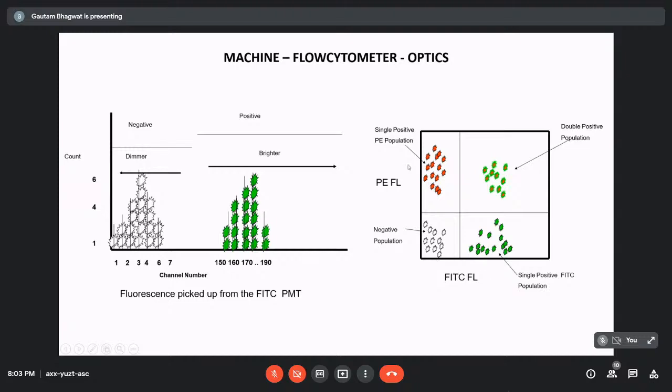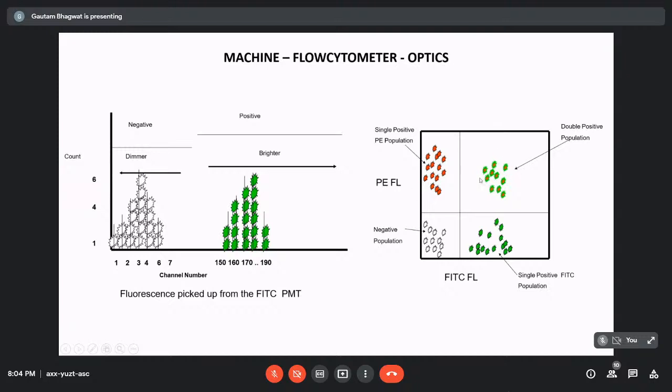If we see it in a 2 by 2 plot, that is PE on one axis and FITC on the other. Remember, the last 2 by 2 plot was forward scatter and side scatter. Now here we have two fluorochromes emitting light, FITC green and PE orange-red. These green cells are cells which are positive for FITC. That is, the antibody bound to FITC was more in these cells. These cells have the antigen for the antibody bound to PE.